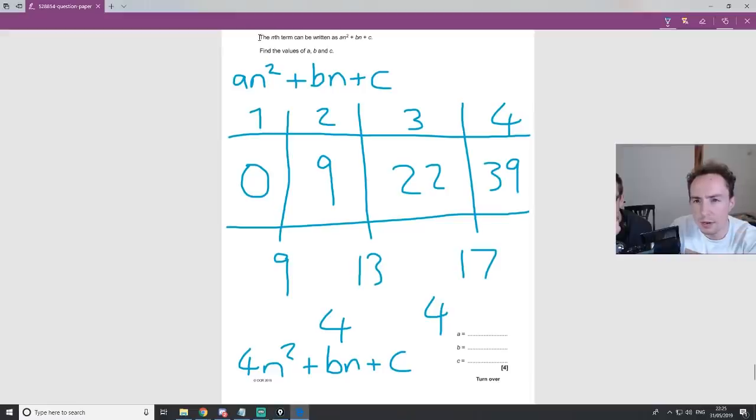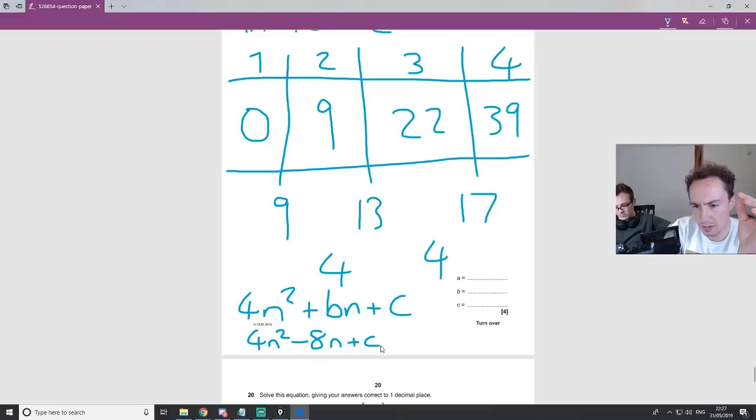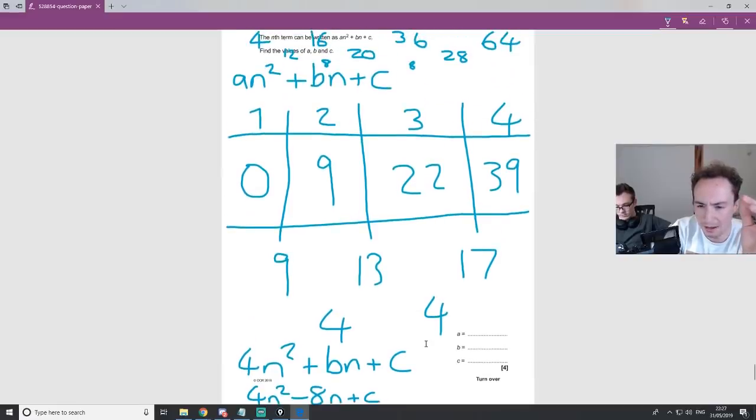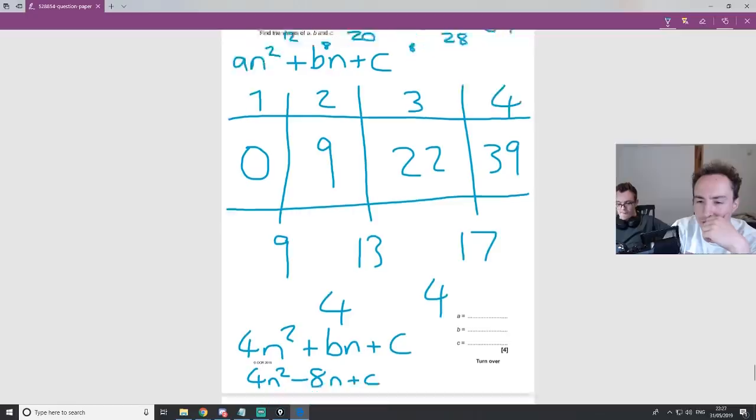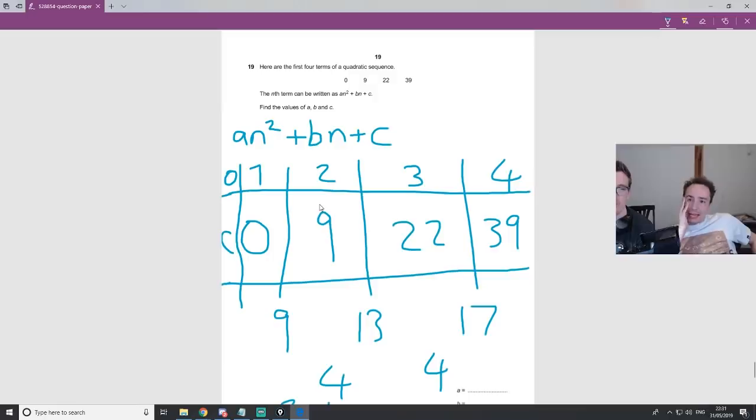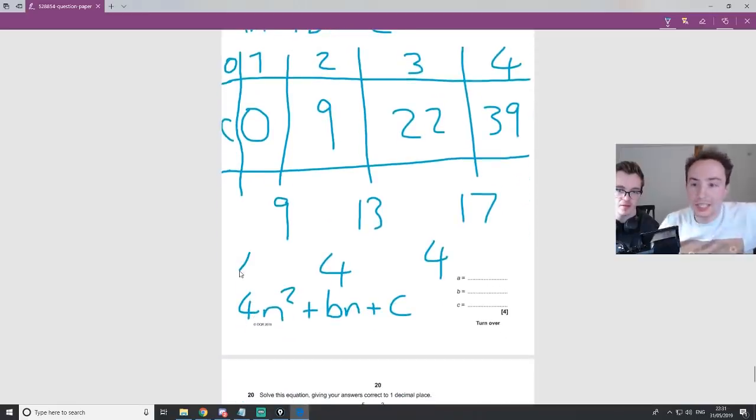So 4n squared for this would be 4. What's 4n squared for 2? 16. Am I just plucking this out of my ass? I think I am. Potentially. I think I'm absolutely pulling this out of my butthole. I don't think this is true even slightly. When n is 0... Yes, because there's differences of 4. Oh, so C is 5. C is 5.